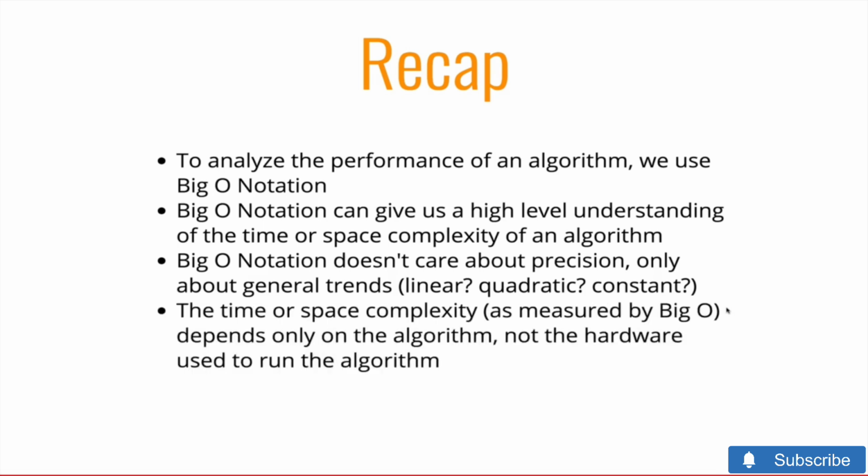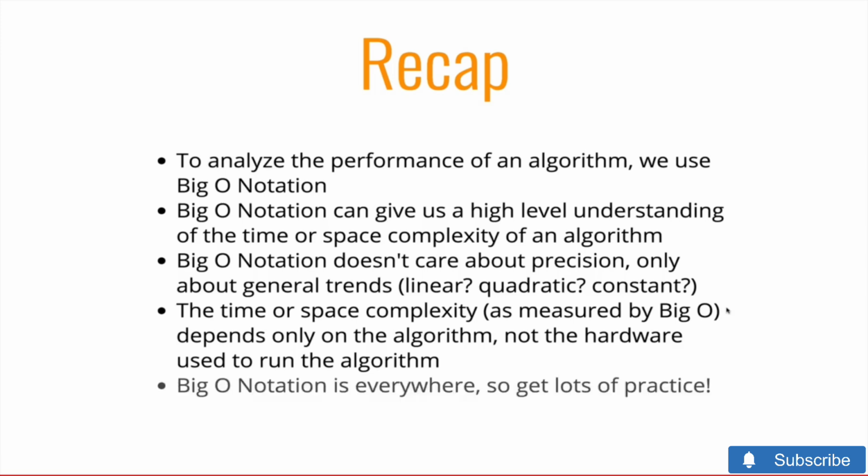Time and space complexity as measured by big O depends only on the algorithm, not on the hardware. So yes, the actual time it might take to run one algorithm on my computer compared to some supercomputer will definitely be different. But the general trend won't be. Big O is basically measuring the number of operations that happen, whether an operation takes 10 milliseconds on my computer or 1 millisecond on another computer, which that's pretty slow anyway, but ignore that.